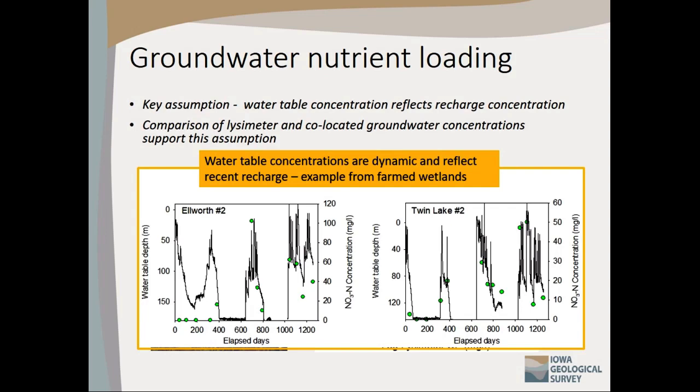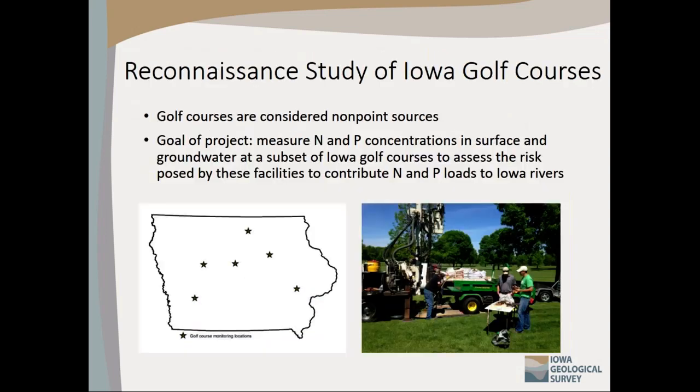Okay, so let's apply that a little bit to some examples. One study we did the last few years was a reconnaissance study of Iowa golf courses. We had some funding from the Golf Course Superintendents Society of America and the Iowa Turfgrass Association. As a group, they were interested because they said, hey, we keep getting lumped in with all this non-point source stuff, the nutrient reduction strategy. What are golf courses contributing? So we got some funding to put wells in 6 different courses across the state. It's quite an interesting process to drive a big old heavy drill rig out on a pristine golf course, but that's what we did.